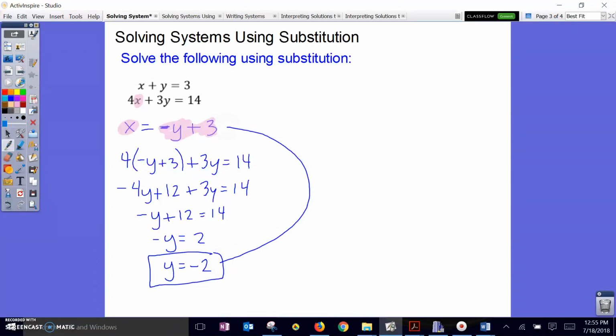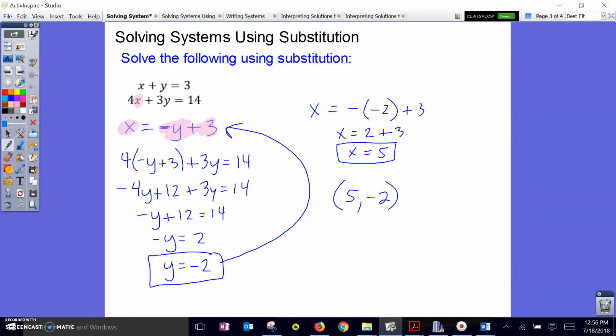Now I'm going to take that and put it back in here to find x. So x equals the opposite of -2 plus 3. That's 2 plus 3. So x is 5. So our ordered pair is (5, -2).